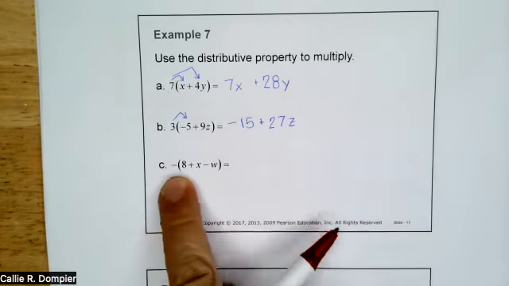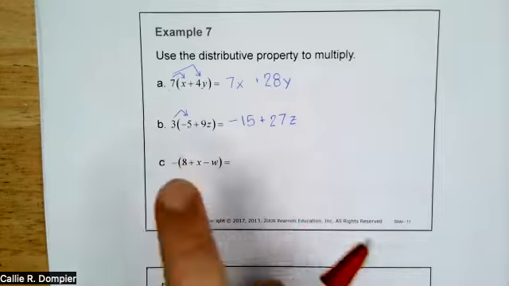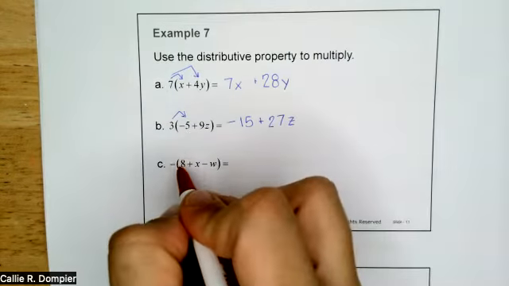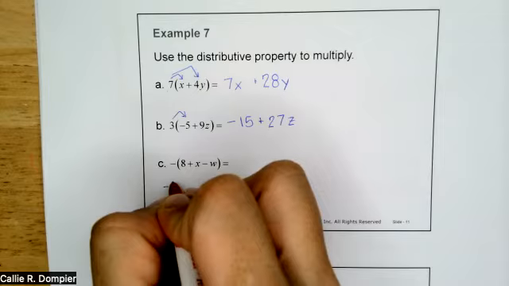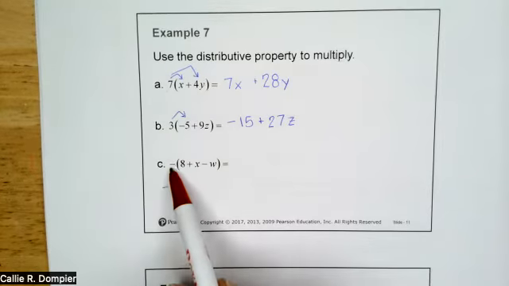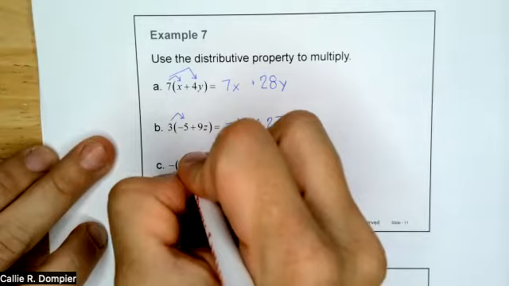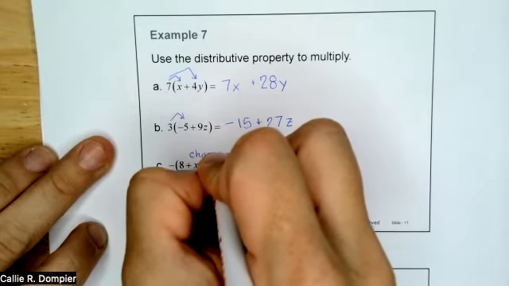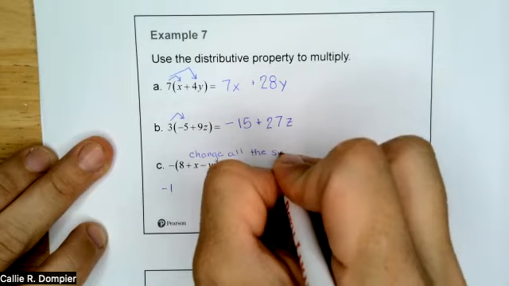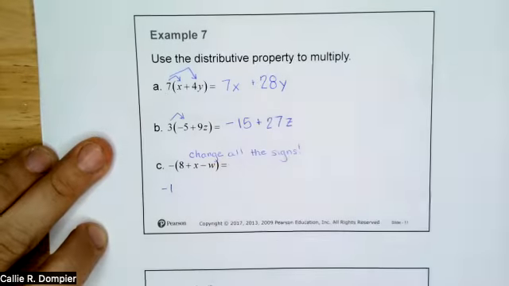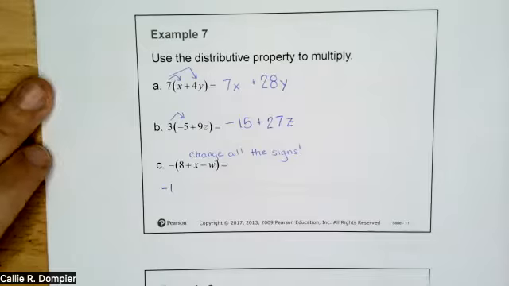Here, this is a very difficult but important one, okay? If you have a minus sign in front of something, it's the same as multiplying that whole thing by a negative 1, right? So that minus means I need to, so write this down. If there's a minus in front of it, change all the signs. Okay. Or you can think of it as multiplying it by negative 1.